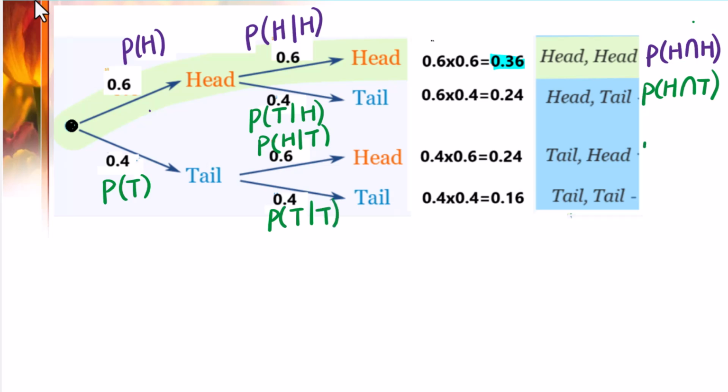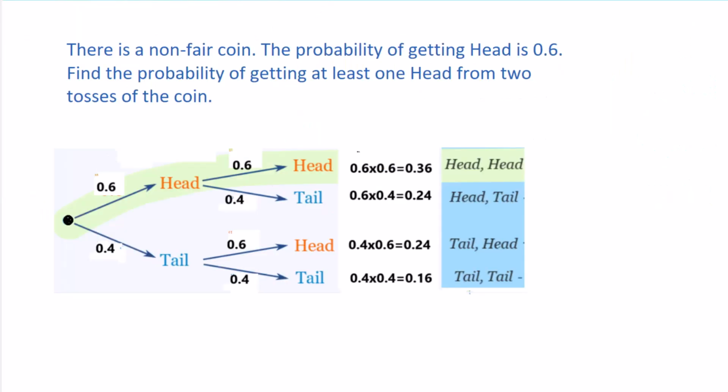So we got the probability of tail intersection head is 0.24. The probability of tail intersection tail is 0.16. Now let's go back to this problem.